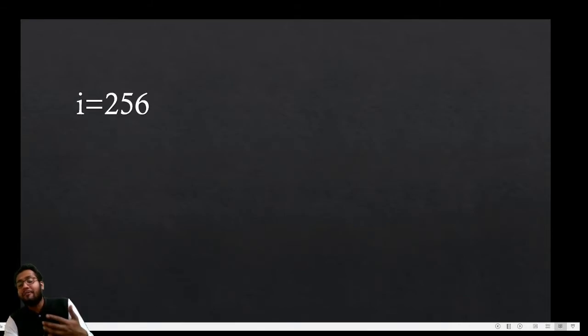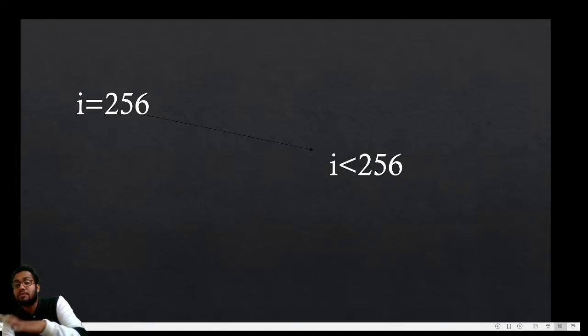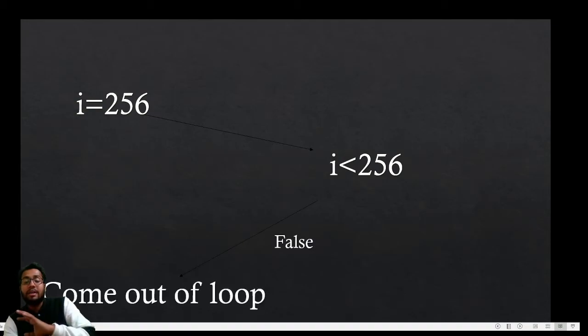But once the value of I reaches 256, the condition is now false. 256 is not less than 256. 256 is equal to 256, but the condition was whether the value of I is less than 256. Now it's false, so it will come out of the loop.